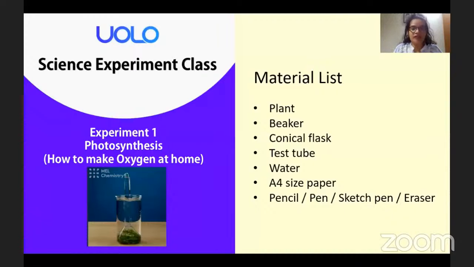You need a plant, a beaker, a conical flask, a test tube, and water, and we are also going to draw something. So we will be needing an A4 size paper, pen, pencil, sketch pen, razor, whatever you all have. Stationery is your department. Okay. So we are going to be performing the photosynthesis experiment so that you all can watch it happening live. Yes, are you all excited?